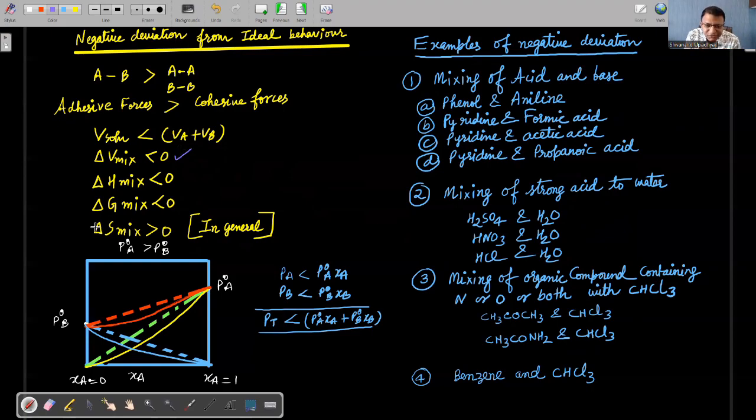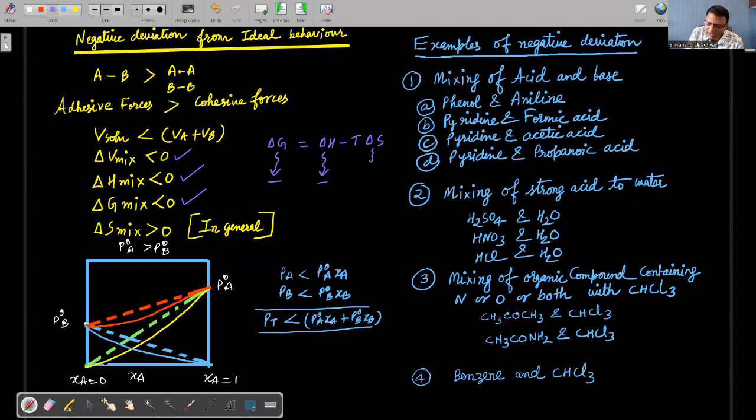When the interactive forces are more, we can say that on formation of bond, energy is released. So this process will be exothermic. Delta H mixing will be negative. And since on mixing, the solution is forming, it is a spontaneous process. So delta G mixing will be negative. And we are using delta G mixing is equal to delta H mixing minus T delta S mixing. This delta G mixing is negative, delta H mixing is negative.